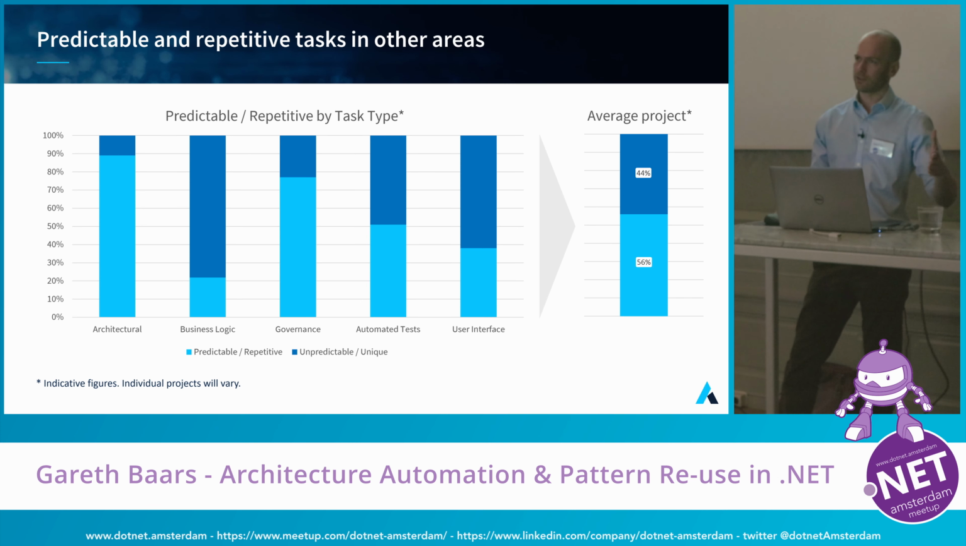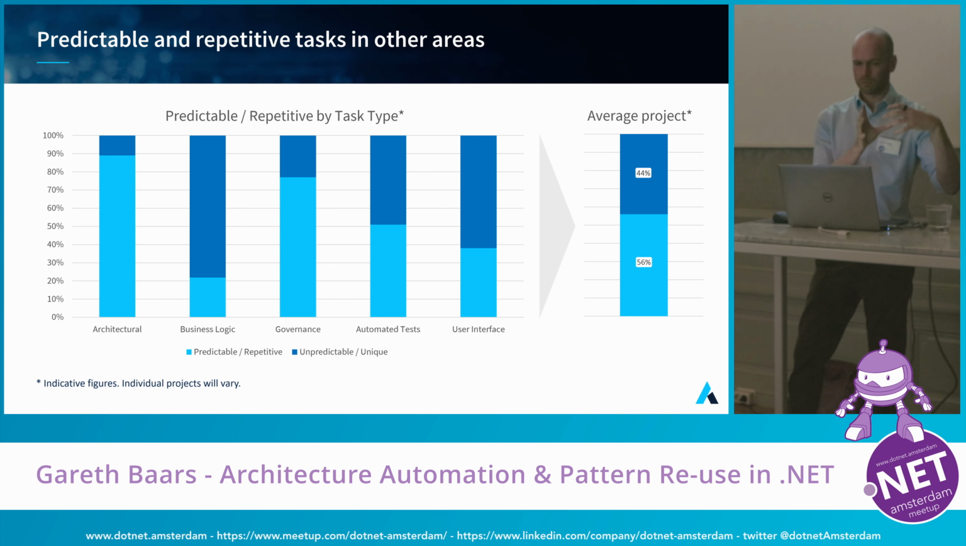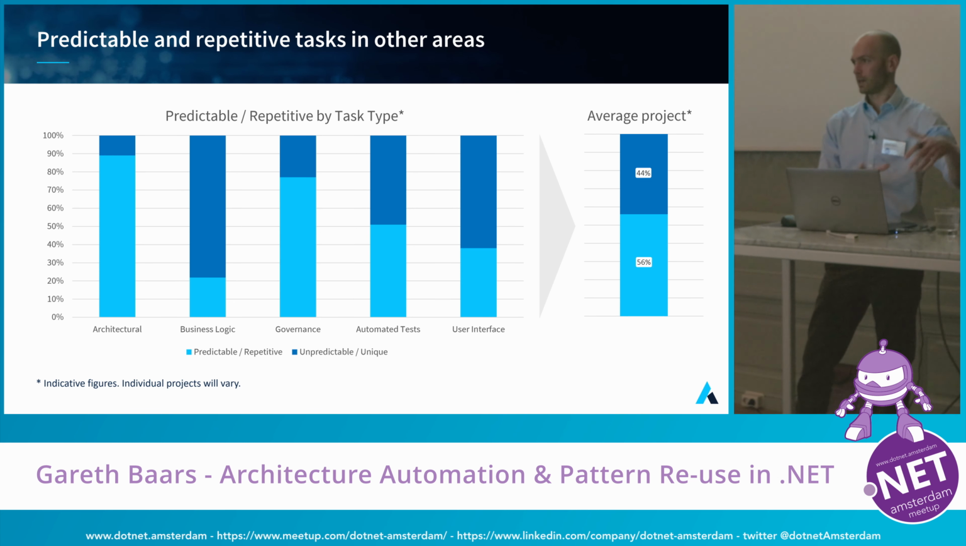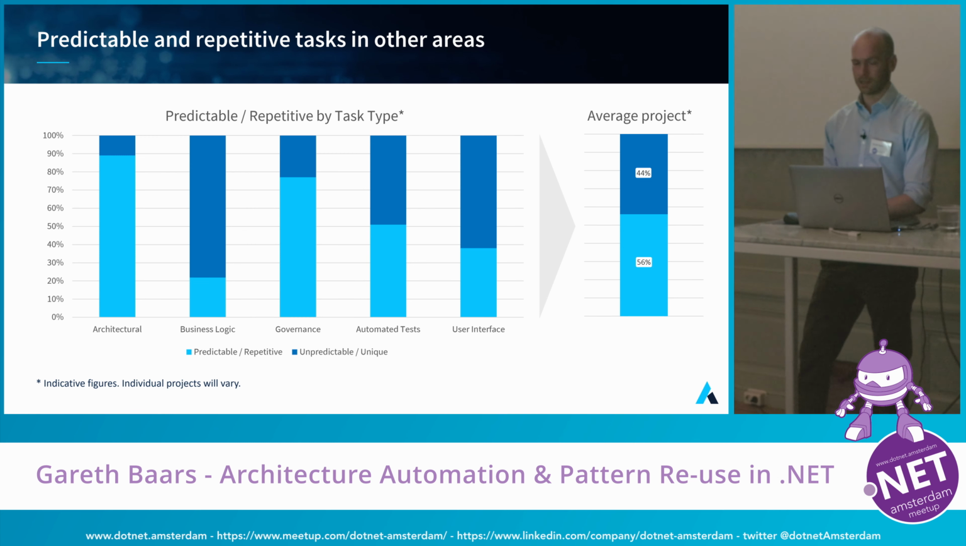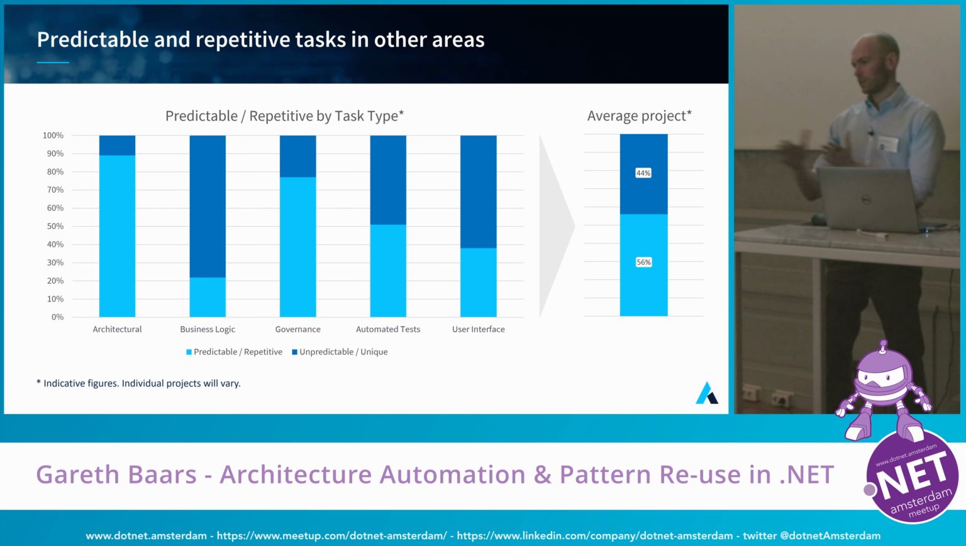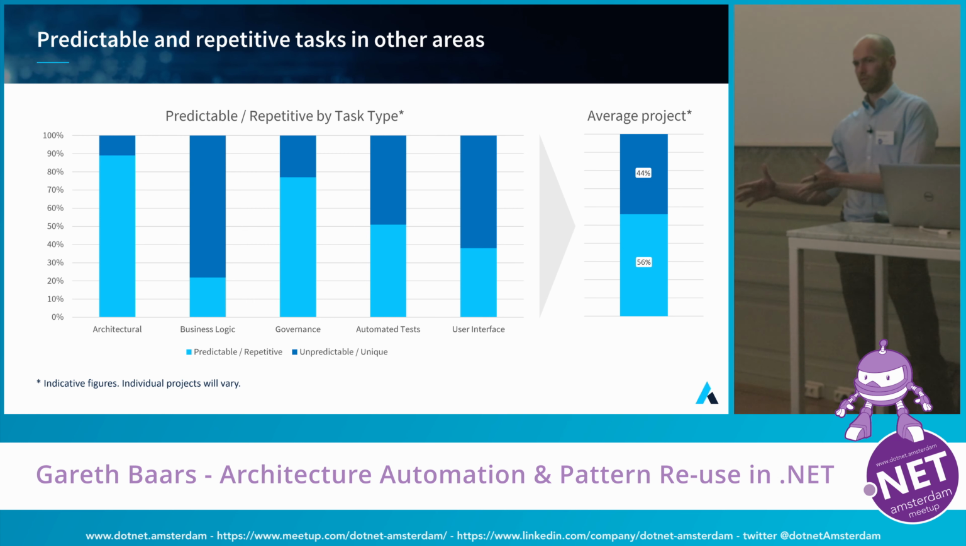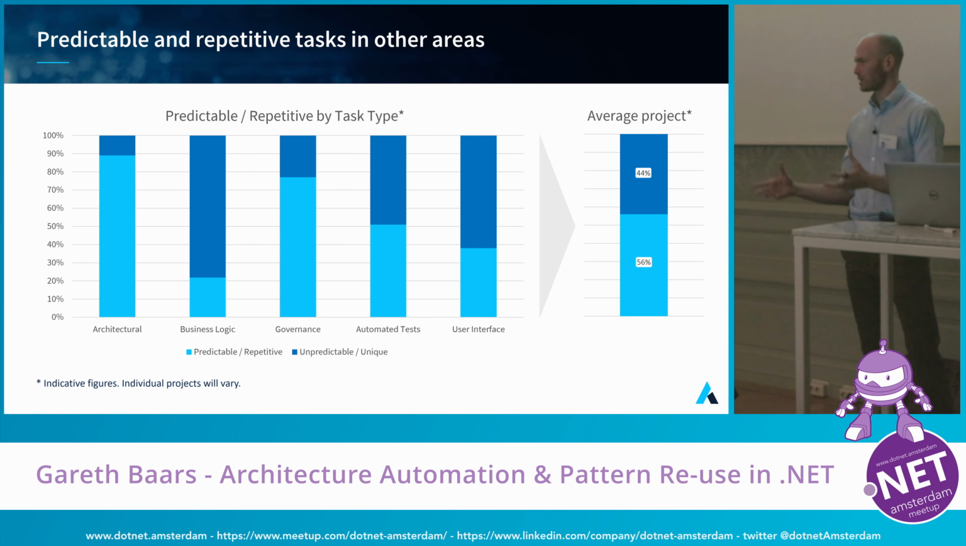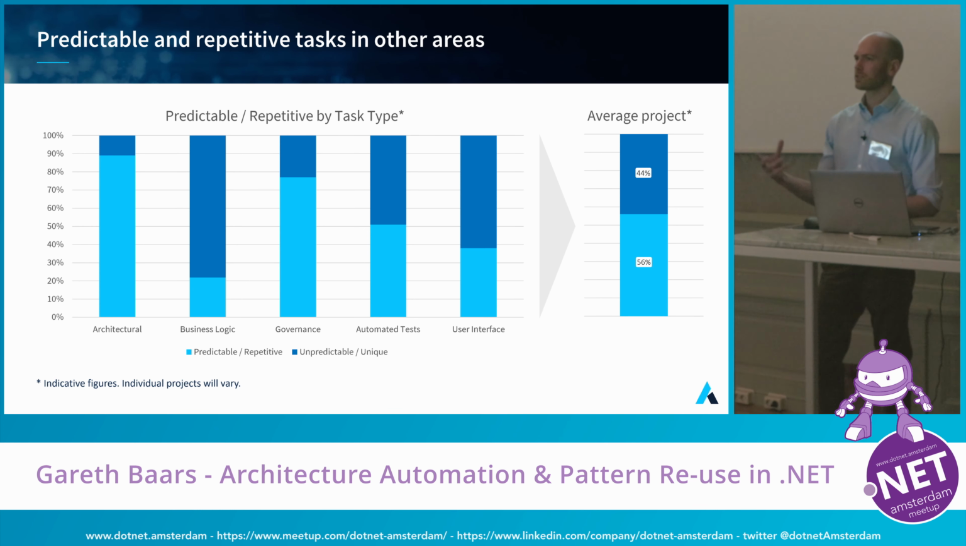On the architecture side of things, we see very, very high predictable, repetitive aspects, okay? And I think when I show you the demo, you're going to see how clear that really is. Business logic, on the other hand, is not so predictable and repetitive. Now, that's not a surprise, right? Because business logic is usually unique to the application that we're trying to build. It's not something that you're going to see in another application. But at the same time, there is some level of predictable and repetitive there.